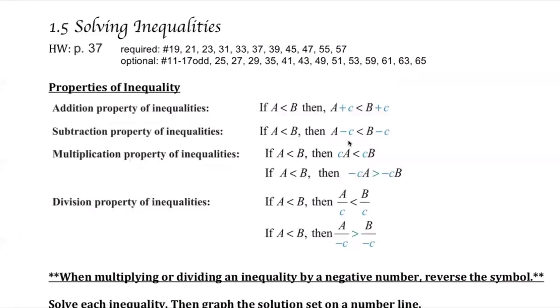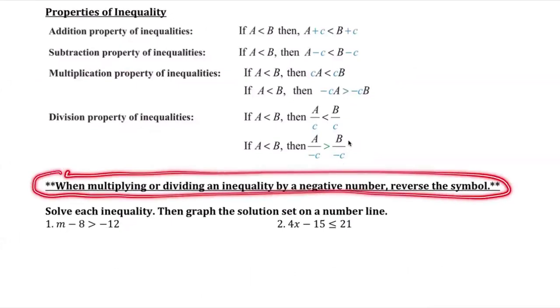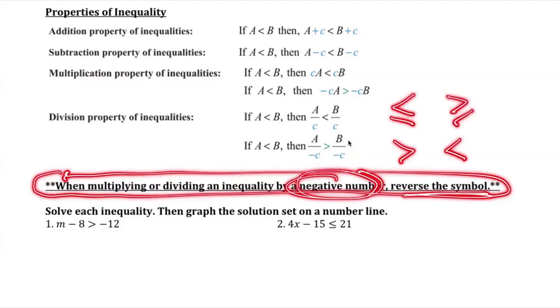All right, so we're going to be talking about solving some inequalities, and here are some properties. We have addition, subtraction, multiplication, and division. It works pretty much the same as equations, where you can add and subtract, multiply and divide everything on both sides. Now, the only key difference here, and I've highlighted and starred it in bold, is that when multiplying or dividing an inequality by a negative number, you need to make sure you reverse the symbol. So if it's greater than, you're going to flip to less than. If it's less than or equal to, you're going to flip that to greater than or equal to.